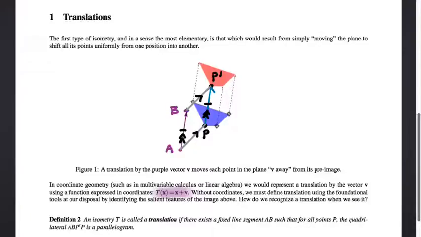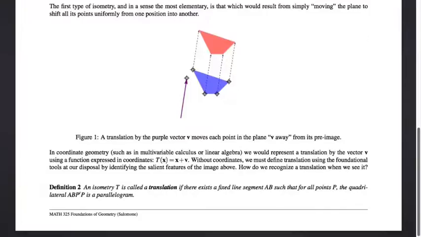So we don't have to know anything about vectors. We don't have to do any vector arithmetic. We don't have to even have a coordinate system at our disposal. All we have to know is what is a parallelogram. So that's how we're going to define translation. And it turns out, this is not trivial either. This is something that we should probably talk more about.